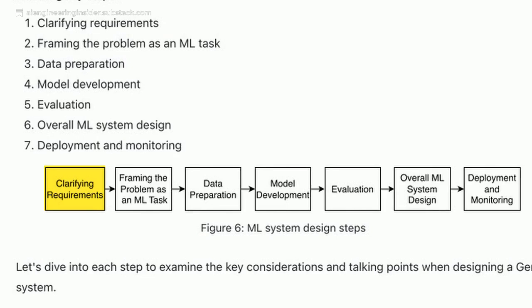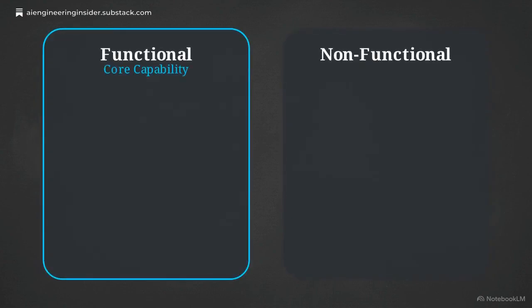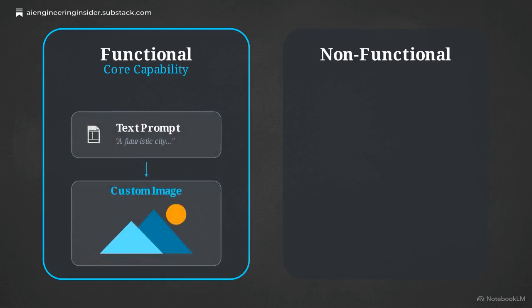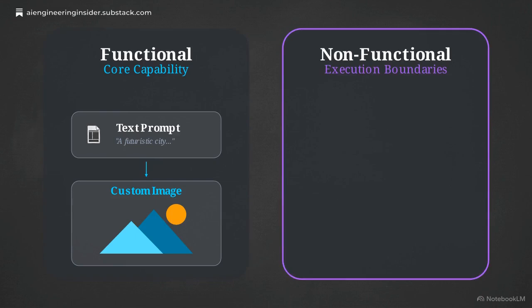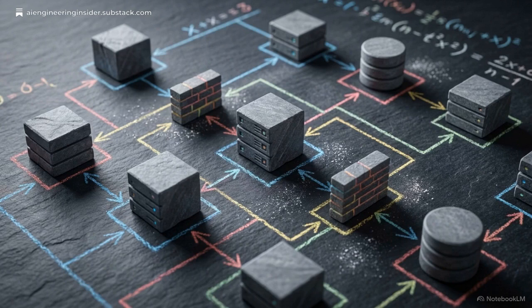Here, we isolate exactly what the system does from how it performs. We divide these into 2 categories. Functional requirements define the core capability. For instance, the system takes a text prompt and generates a custom image. Non-functional requirements define execution boundaries, dictating acceptable latency, total throughput, hardware scale, and required safety guardrails. Attempting to select an algorithm before mathematically defining both sets of constraints guarantees system failure at scale. The requirements dictate the physics of the system.